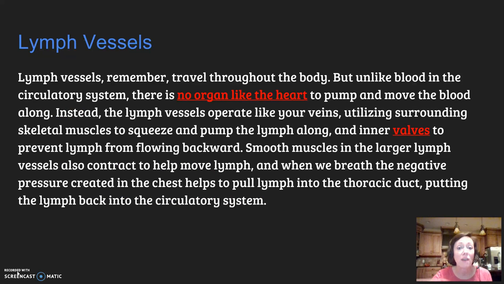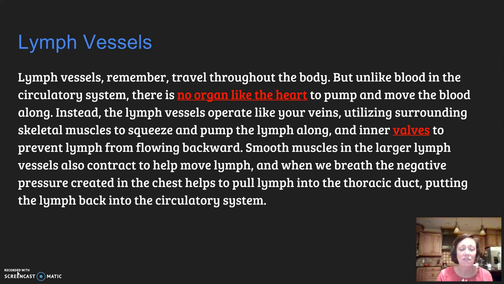Lymph vessels, remember, travel throughout your whole body. But unlike the blood in the circulatory system, you don't have an organ like the heart in your lymph system to pump and move the lymph along like the blood gets moved. So instead, the only way your lymph moves through your lymphatic vessels is in a way like the veins. And if you remember last lesson, we talked about how the veins return blood to your heart because of the surrounding skeletal muscles. Same thing with the lymph system.